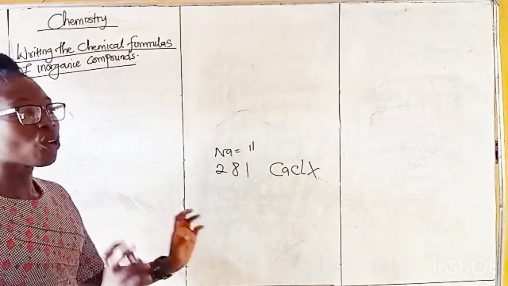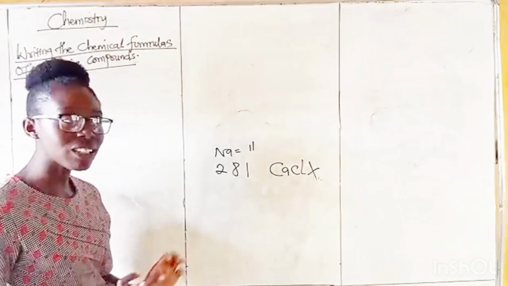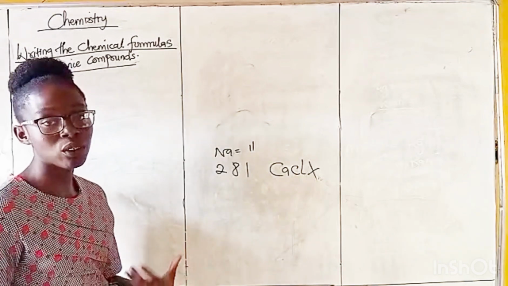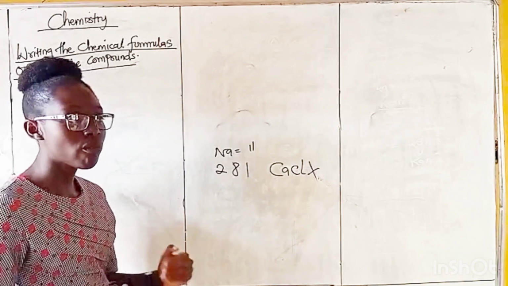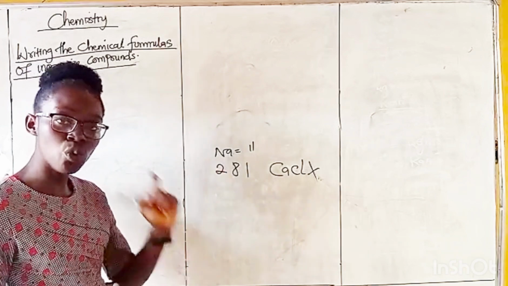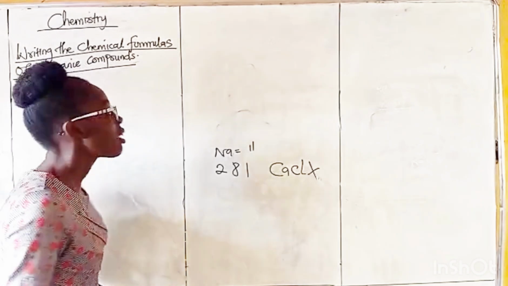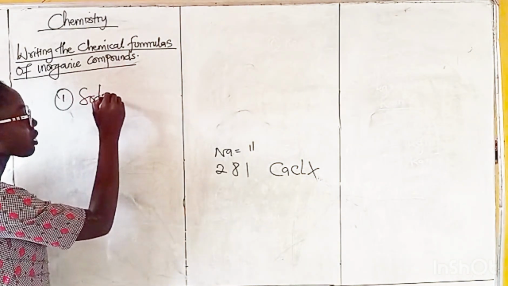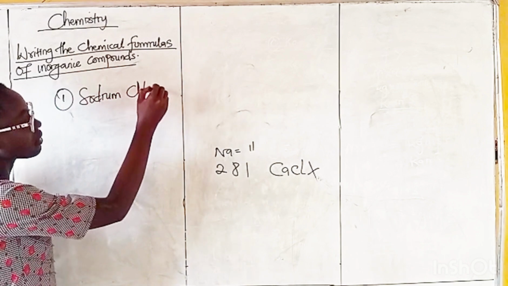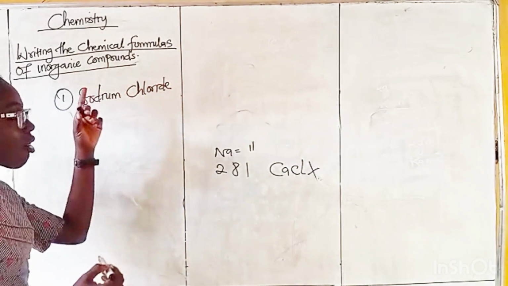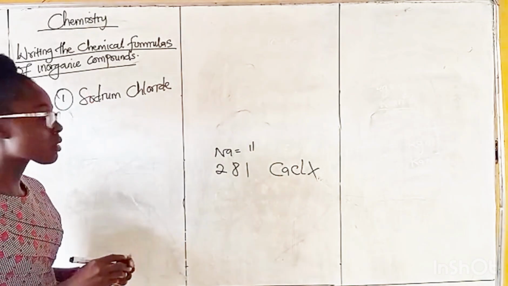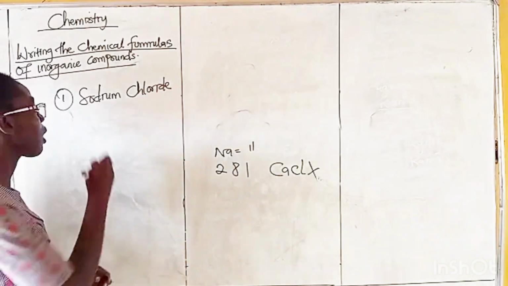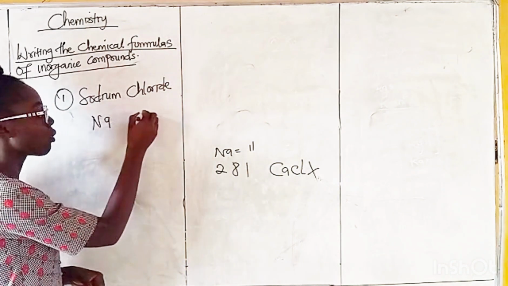Now, I want to look at how to write chlorides. What are chlorides? Chlorides are actually binary compounds that contain chlorine. Okay? And when you say that a compound is binary, it simply means that compound contains 2 elements. So if it is a chloride, we have 2 elements with chlorine inclusive. Now, let's look at the first one, sodium chloride. Is this a chloride? Yes, it is a chloride because of the presence of chlorine. Now the first step is to write down the chemical symbols of the elements making up the compound, which are sodium, Na, chlorine, Cl.